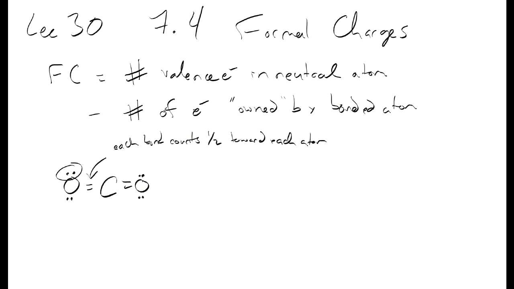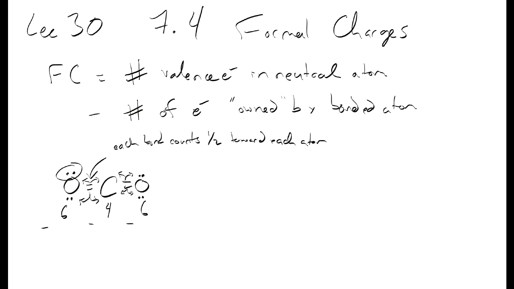So you got one electron going this way to oxygen, one electron going over here to carbon. One this way, one that way. One this way, one that way. One this way, one that way. So how many electrons do we have in each, and how many valence electrons did it start with? Oxygen starts with 6 valence electrons. Carbon starts with 4. Then you subtract the number of electrons it owns in the molecule.